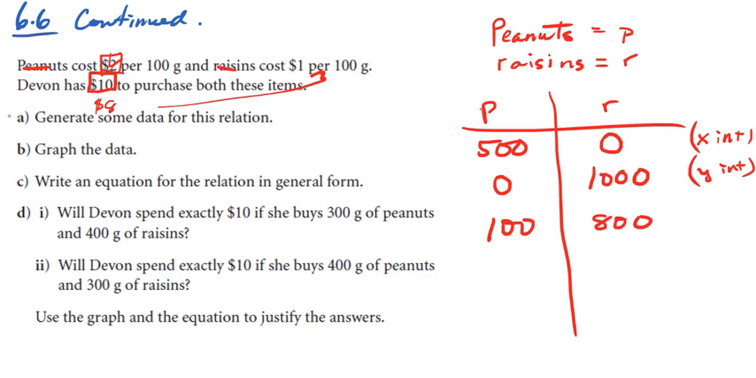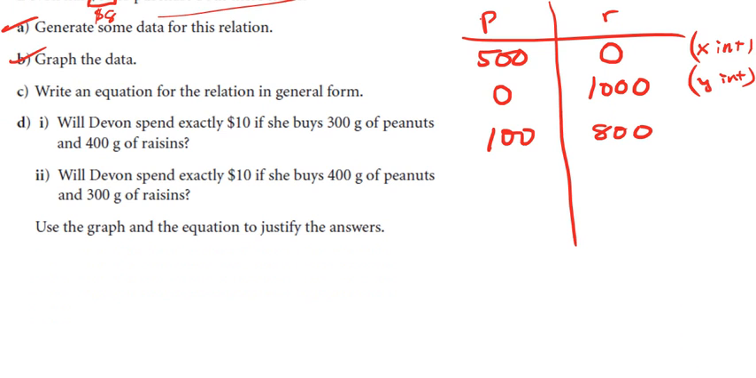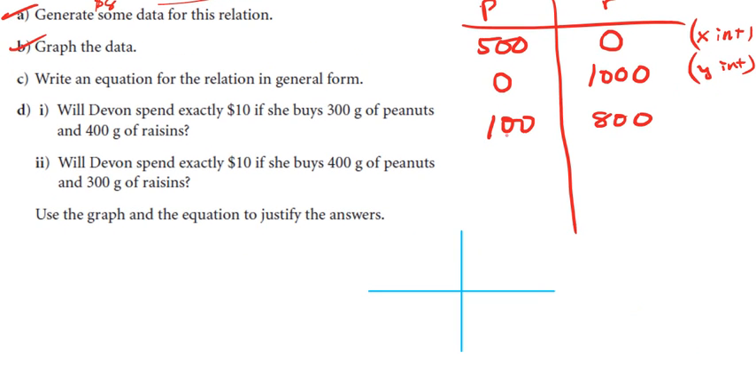Okay, so that's A. Now B says graph the data. So if we graph this, it's going to look something like, let's just draw a little graph over here. It's not going to be that big.